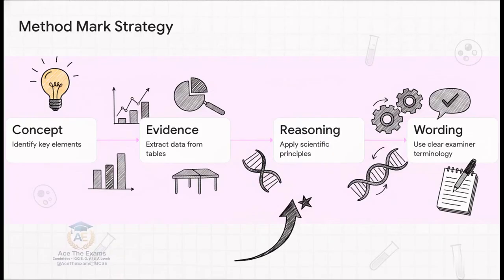Concept, evidence and data, scientific reasoning, and examiner wording. This is the method mark strategy. Examiners award marks for your process. You must start with the concept, extract the evidence and data from the provided tables or graphs, apply your scientific reasoning, and finish with the exact examiner wording.